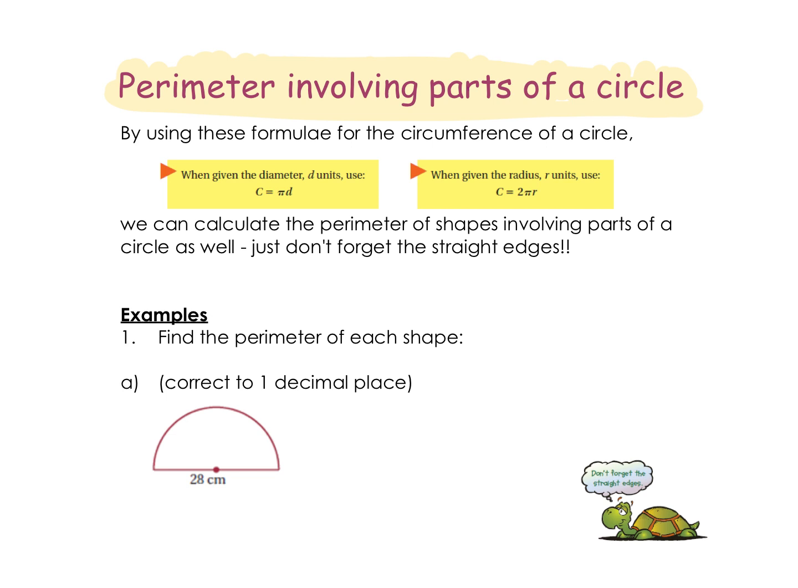So here we are, we've got our two lovely little formulas again. Our green formula, C equals pi times diameter, which we use for diameters. And our other formula over here, C equals 2 pi r, which we use when we have a radius. When we calculate the perimeter of shapes involving parts of a circle, we can't forget the straight edges! So let's see what that looks like. Examples. Find the perimeter of each shape.